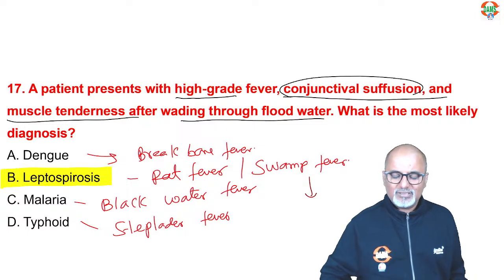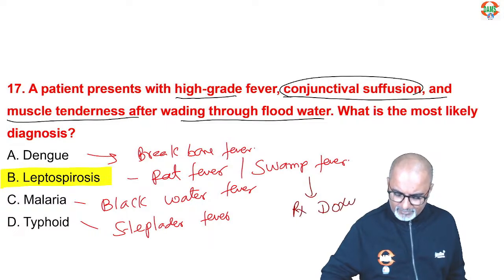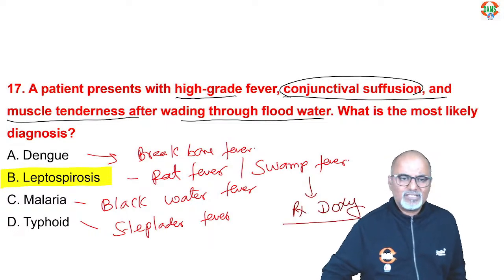Leptospirosis, it's a biphasic disease spread via rat excreta. Treatment, doxy.